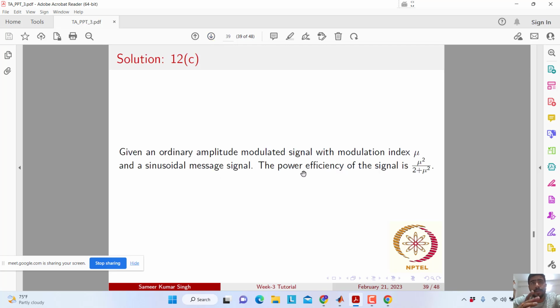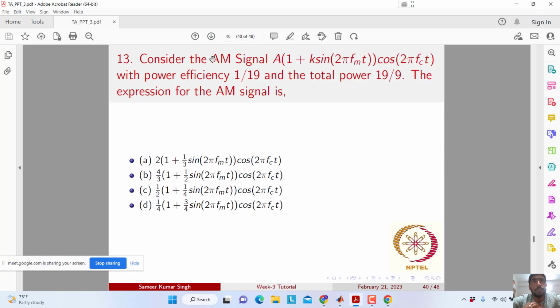So that is just the explanation. We have given an ordinary amplitude modulated signal with a modulation index mu and a sinusoidal message signal. The power efficiency of the signal is mu square upon 2 plus mu square. That is question number 13. Question: consider an AM signal with the power efficiency 1 by 19 and total power 19 by 9. Find the expression of the AM signal. Please try. I think question number 7 or 8 is the same.